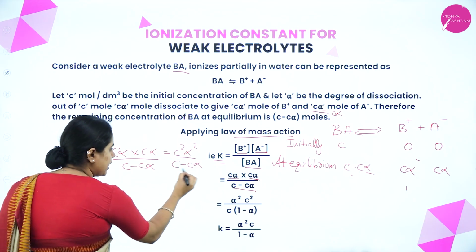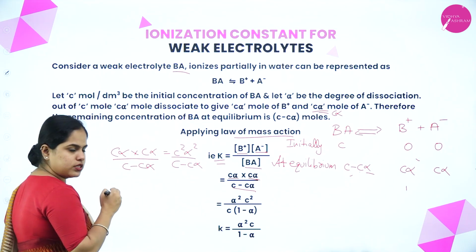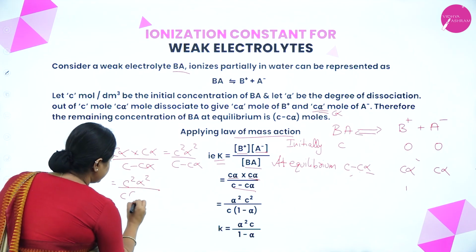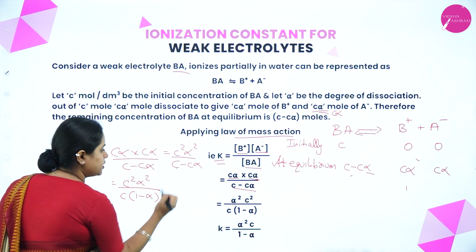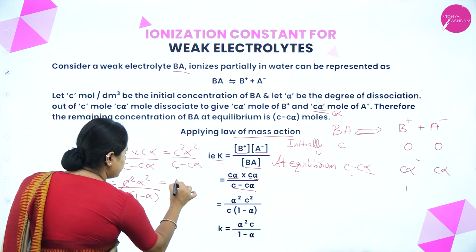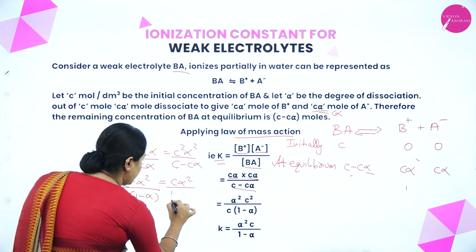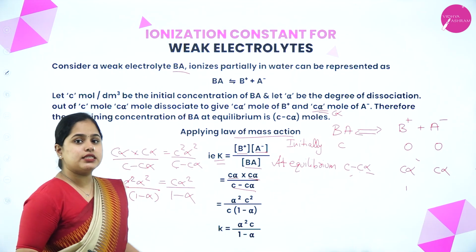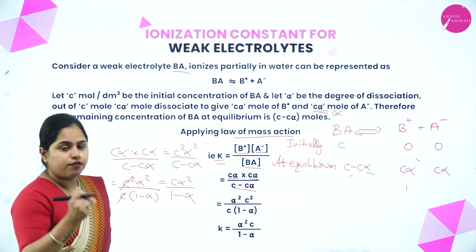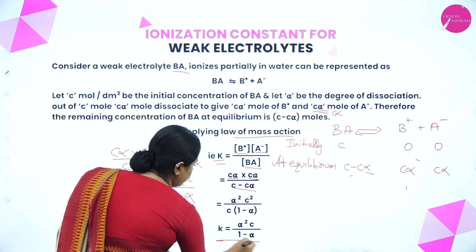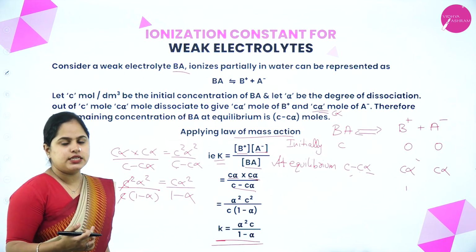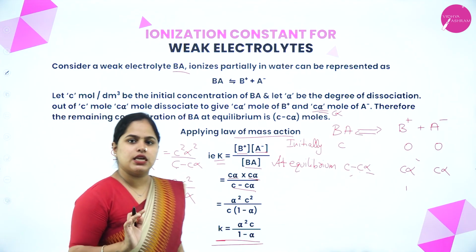Right. Now in this, can I take C as common and put it outside? So what will your equation become? C square alpha square divided by C into 1 minus alpha. From the denominator, C is taken as common. Now this C and this C can be cancelled, right? So what will it become? C alpha square by 1 minus alpha. So that is the equation for the ionization constant for a weak electrolyte. K will be equal to C alpha square by 1 minus alpha. So I hope this is clear for you.